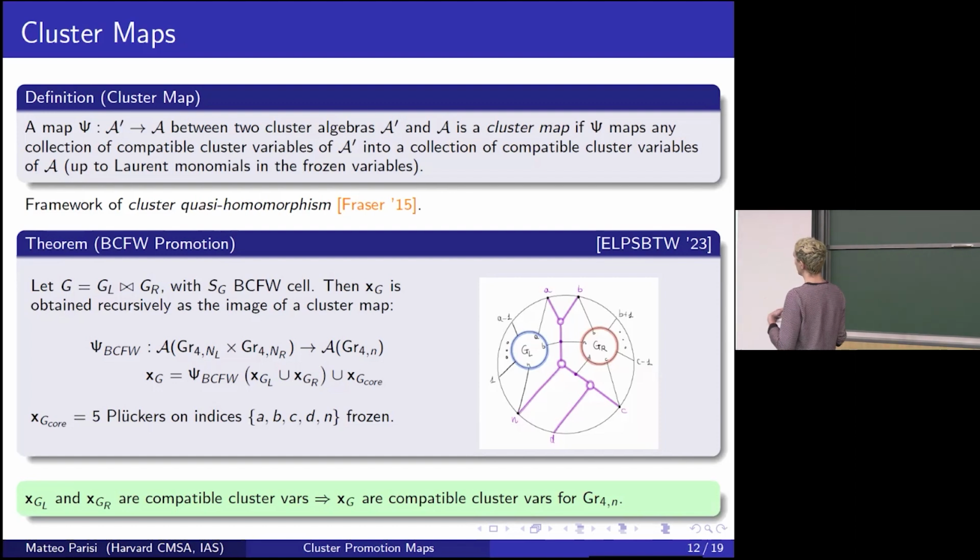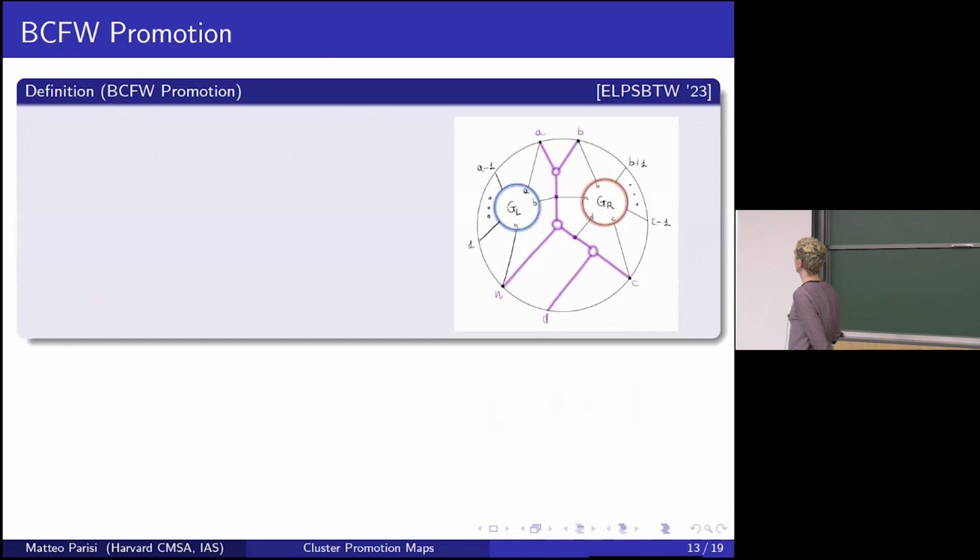However, we still have a mystery: how do we find cluster maps? It would be nice to have this type of map, also because most of the statements in physics, in the amplitudes, are about compatibility of cluster variables. So it's nice to have a map that maps compatible cluster variables into compatible cluster variables. And also, lots of the Yangian invariants themselves are often built recursively, and so having a map that reflects this kind of recurrence is very useful. So let's have a closer look at the BCFW promotion case.